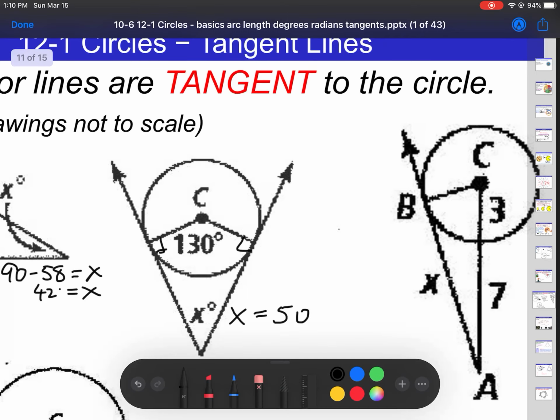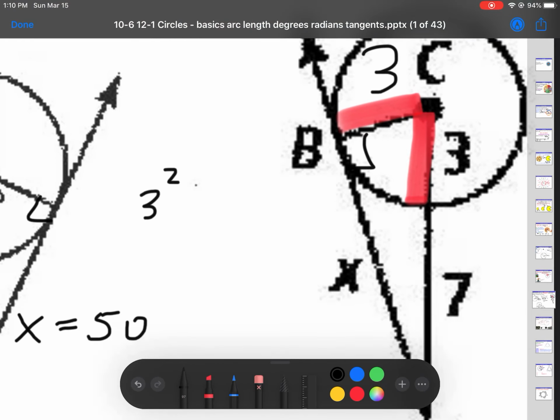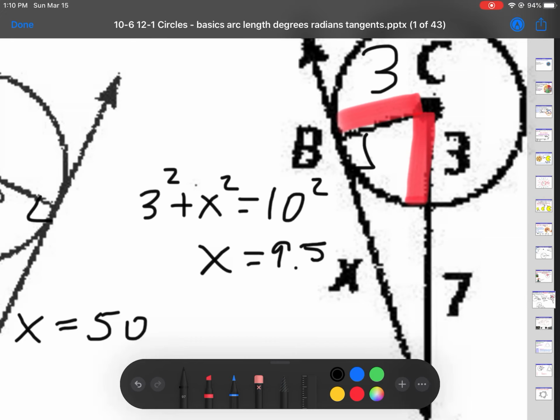All right, so here we're not finding an angle, we're trying to find a side in this last one. Well, we know this is the radius 3. This is also a radius, so this is also 3. And then we can just use the Pythagorean theorem. So we have 3 squared plus x squared is equal to, so then we have to add those together, 10 squared. And with a little bit of algebra, we get 9.5.